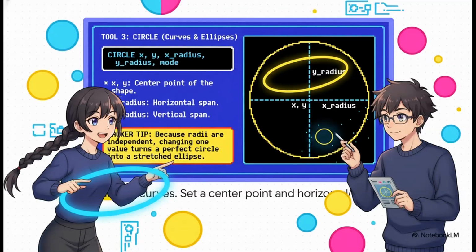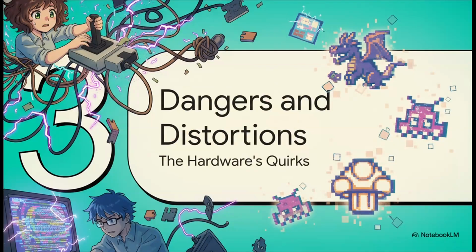And for anything that wasn't a box, you had circle. You define a center point, and then a horizontal radius and a vertical radius. And here's the really clever part. Because those two radii were totally independent, you could easily make perfect circles, or you could stretch them out into any kind of ellipse you wanted, just by changing one number. Pretty neat. But this simple little toolkit wasn't nearly as straightforward as it looked.